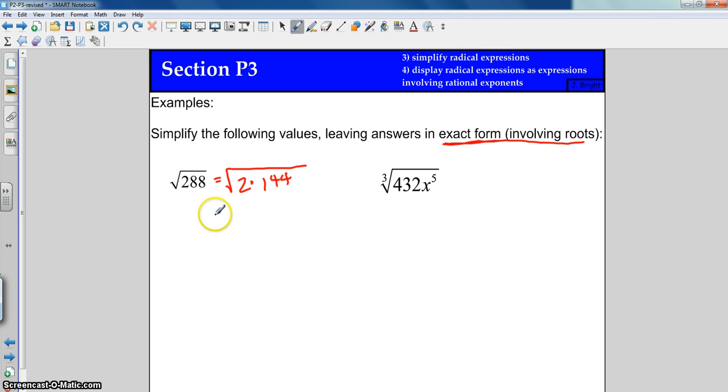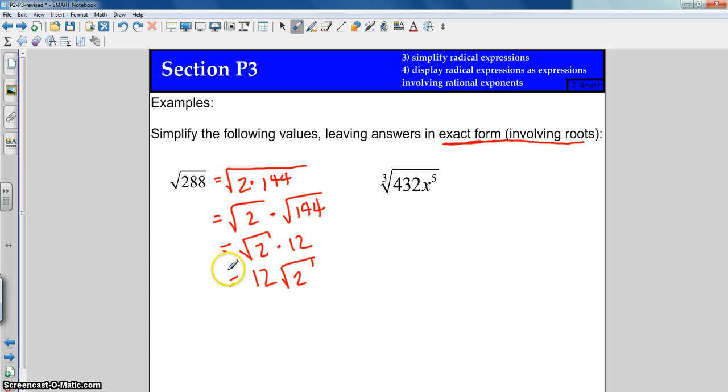So now let's break this up using the product rule. I can write this as the square root of 2 times the square root of 144. The square root of 144 is 12, so I can write this as the square root of 2 times 12. Typically when we communicate this, we put the whole number out front and follow it with the radical. Same idea, I'm just communicating it differently. And so that's the answer.